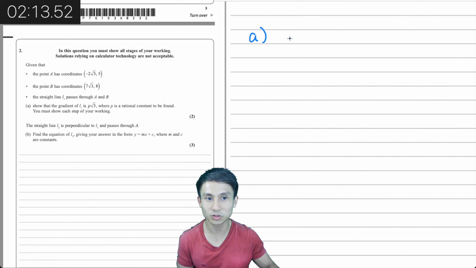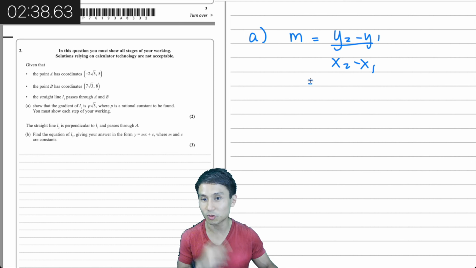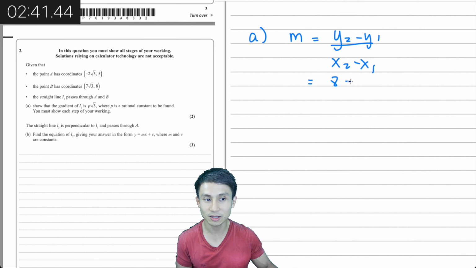Okay, so question 2a. Show that the gradient of L1 is p root 3, where p is the rational constant to be found. You must show each step of your working. So we have point A and point B, and the line L1 passes through. So we're going to find the gradient first, and that's just y2 minus y1 divided by x2 minus x1, right? Delta y over delta x. The y coordinate of B is 8, the y coordinate of A is 5, yeah? And x2 would be 7 root 3 from B, and x1 would be minus 2 root 3.